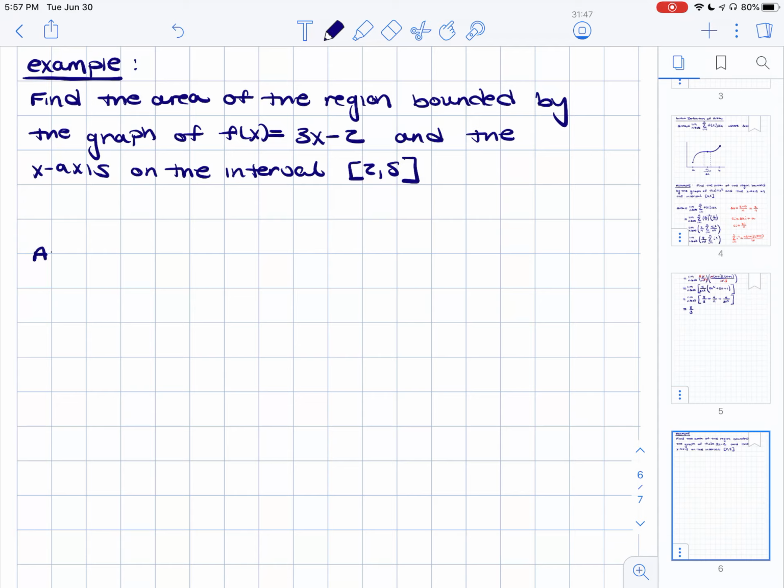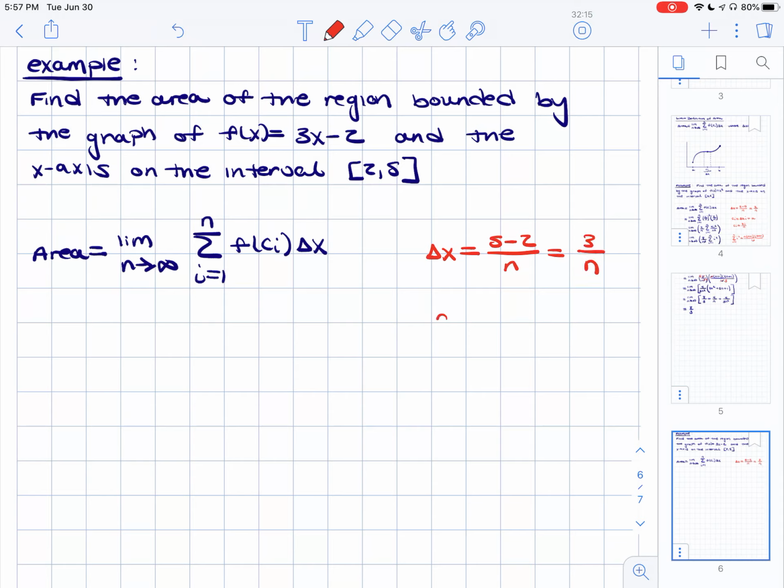we are looking at our limit definition of area. So the limit as n approaches infinity of the sum from i equals 1 to n of f of c sub i times delta x. Okay, so our delta x is b minus a divided by n. That's 3 over n. And our c sub i is our delta x value times i plus our a value, which in this case is 2.